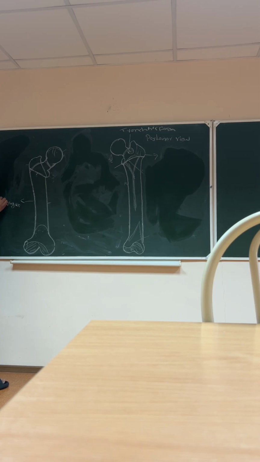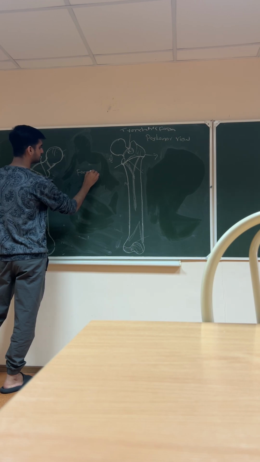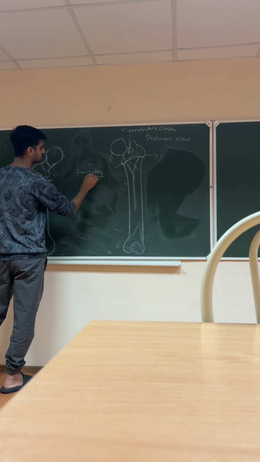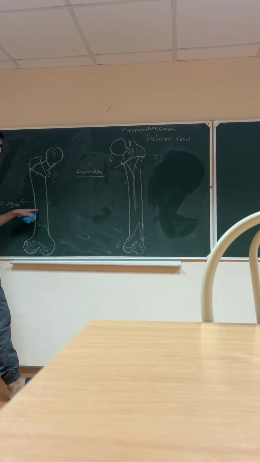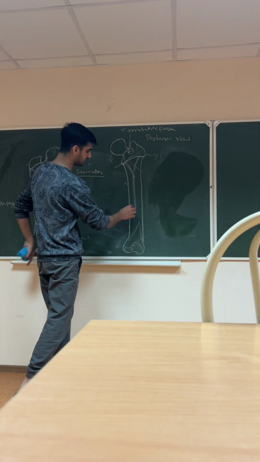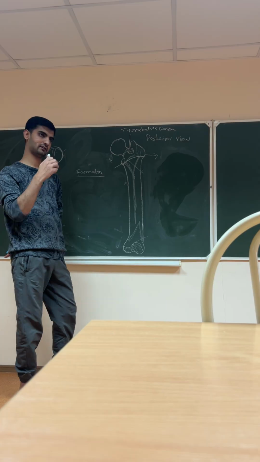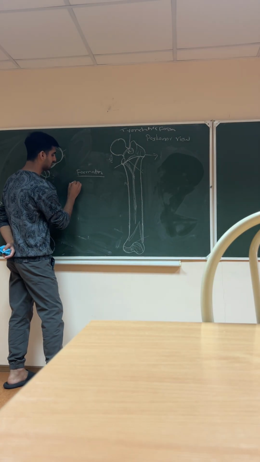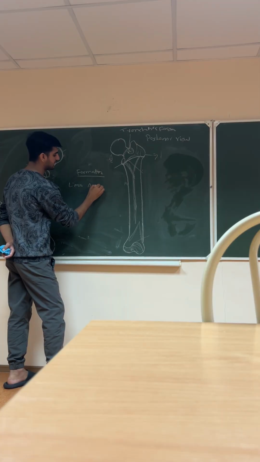Which formation do we have in the diaphysis? In the posterior side we will see this cylindrical shaped body, but here you can see this line. You know this line. This is called linea aspera. This formation is the linea aspera.